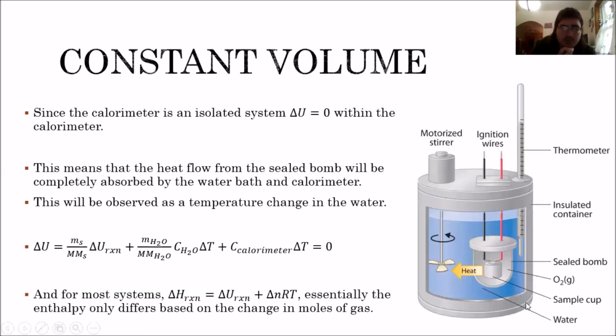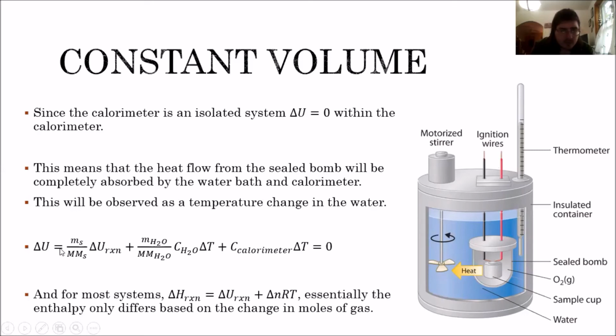So constant volume one. Since this is essentially an isolated system, the internal energy change is zero within this calorimeter. Meaning the heat flow will be completely absorbed by the water bath and by the calorimeter itself. We're not going to see anything lost. So we have a motorized stirrer to keep this uniform. We've got a thermometer to measure the actual temperature change of the water bath. The ignition wire is going to start the reaction. So when that burns the sample in the sample cup, we're going to see how much this heats up.